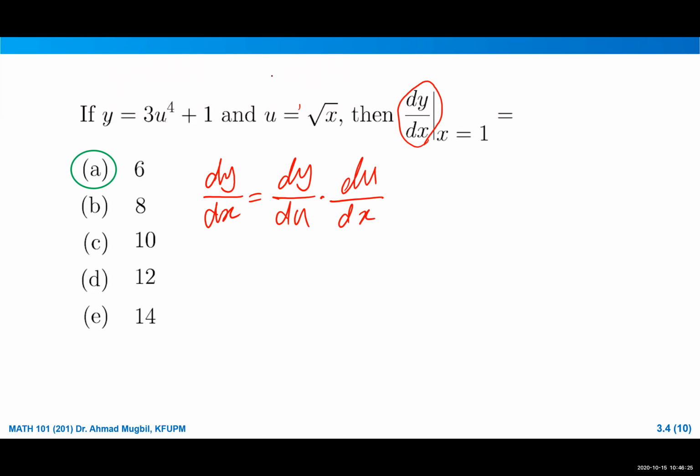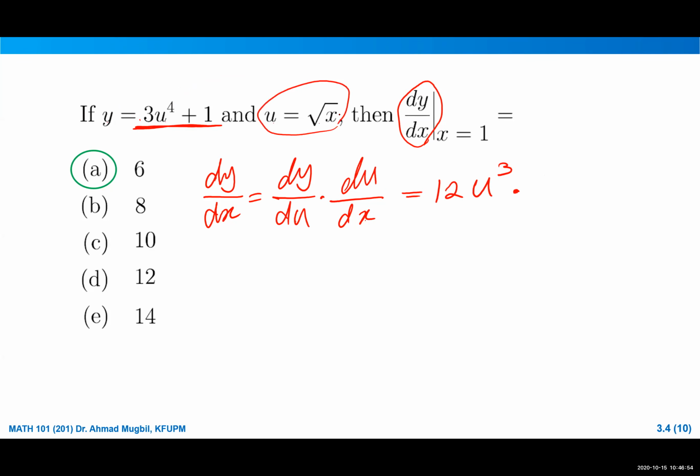You can, shabab, substitute here. In this example it is easy, but in others it will not be easy, so it is better to apply it like this. Now, what is the derivative of y with respect to u? It will be 3 times 4, which is 12, u to the power 3, plus 0, because the derivative of 1 is 0. This is the derivative of y with respect to u, times the derivative of u with respect to x.